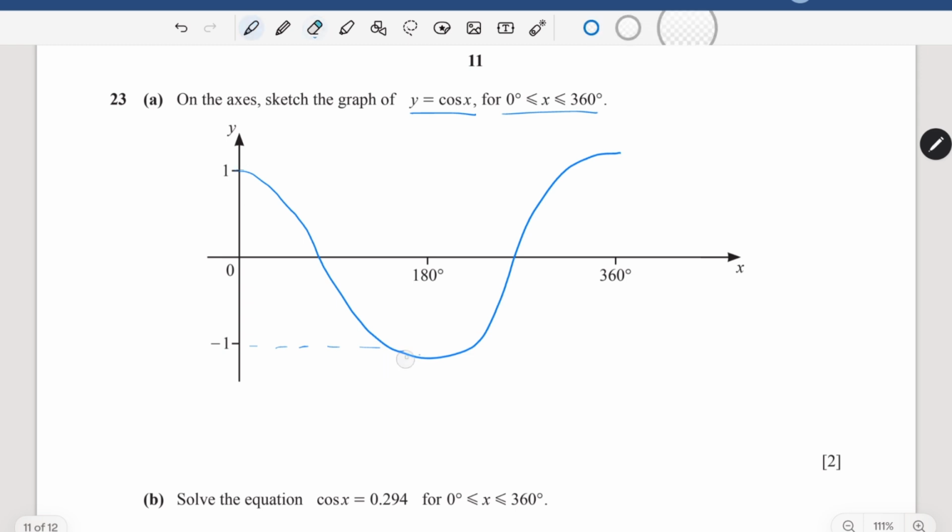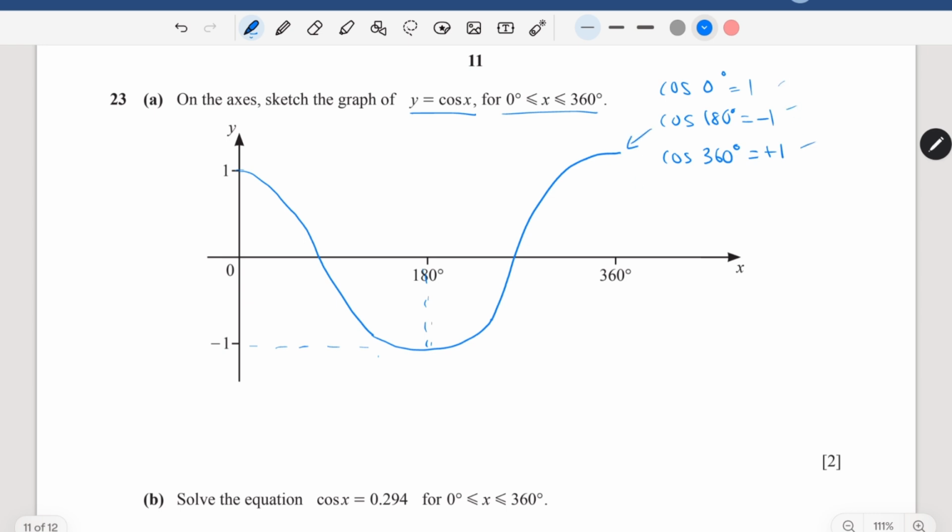Just readjust your graph so that the peak is -1 and also 1. Okay, how do we know this is how the graph will be? You can check using your calculator. Cos 0 is actually equal to 1. Cos 180 equals -1, and cos 360 equals +1. So this is how you get the graph over here.